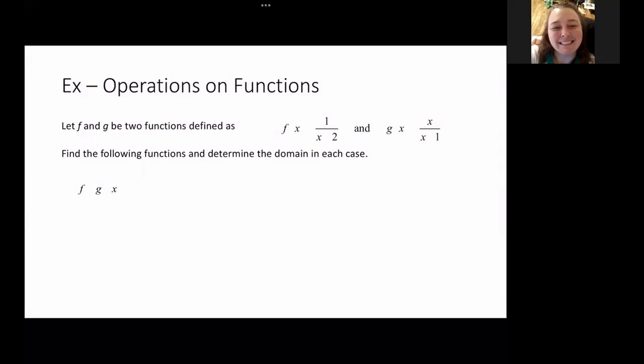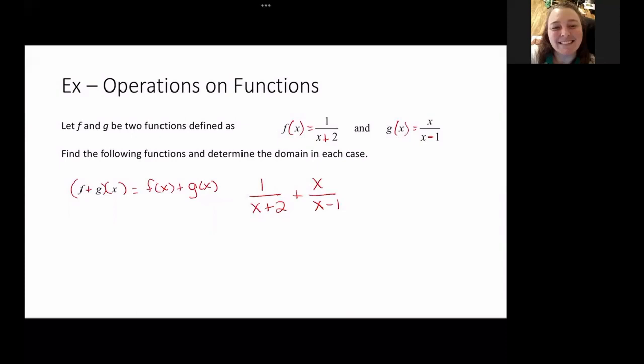So let's look at an example. My symbols are missing for some reason. f of x and g of x equal 1 over x plus 2 and x over x minus 1. Let the following functions determine the domain in each case. So let's do (f plus g)(x). From the definition we just saw, it is just equal to f of x plus g of x. Okay, so we have 1 over x plus 2 plus x over x minus 1.